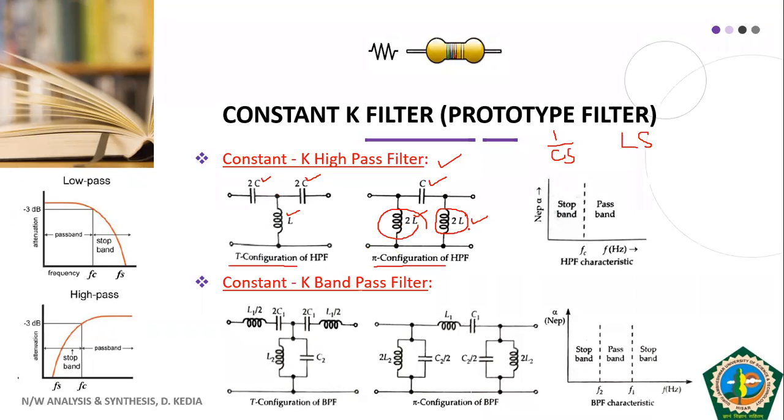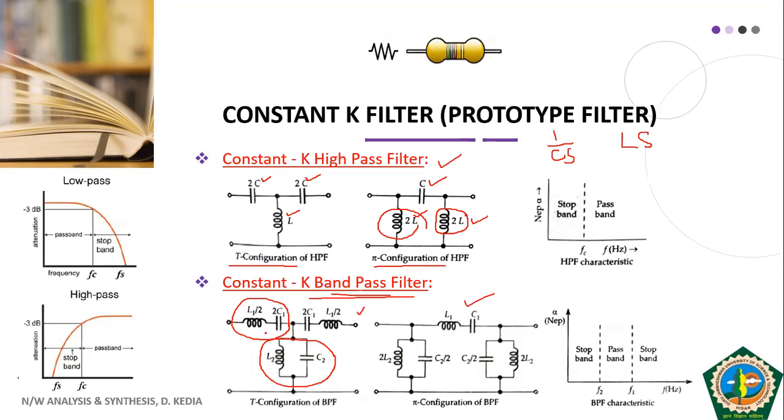Fine. So now you see for the constant K band pass filter, in low pass and high pass, we had either inductor or capacitor in series arm or shunt arm. Whereas in band pass, we have both inductor and capacitor. In the series arm, we have inductor and capacitor in series. And in the shunt arm, we have inductor and capacitor in parallel. This is your T section and this is your pi section. If you see them again and again, the entire picture will be clear in your mind.